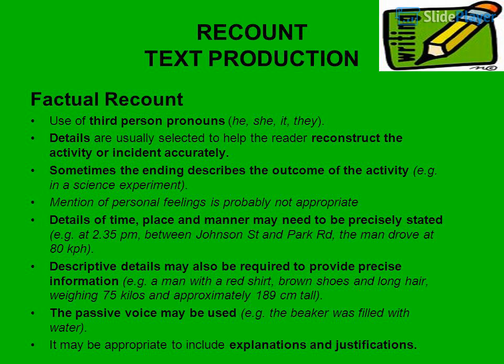Recount text production. Factual recount. Use of third-person pronouns, he, she, it, they. Details are usually selected to help the reader reconstruct the activity or incident accurately. Sometimes the ending describes the outcome of the activity, for example in the science experiment. Mention of personal feelings is probably not appropriate. Details of time, place and manner may need to be precisely stated, for example at 2:35 p.m., between Johnson Street and Park Road, the man drove at 80 km/h.